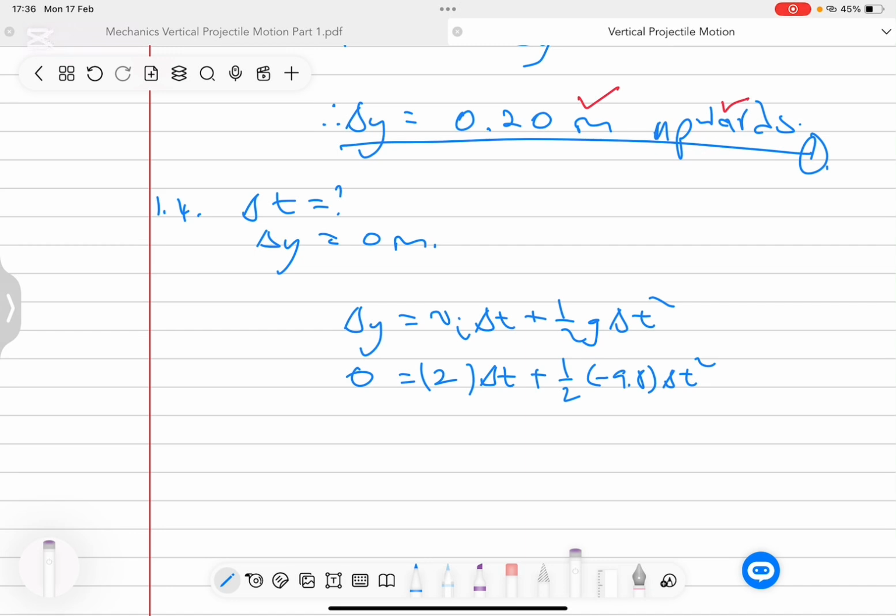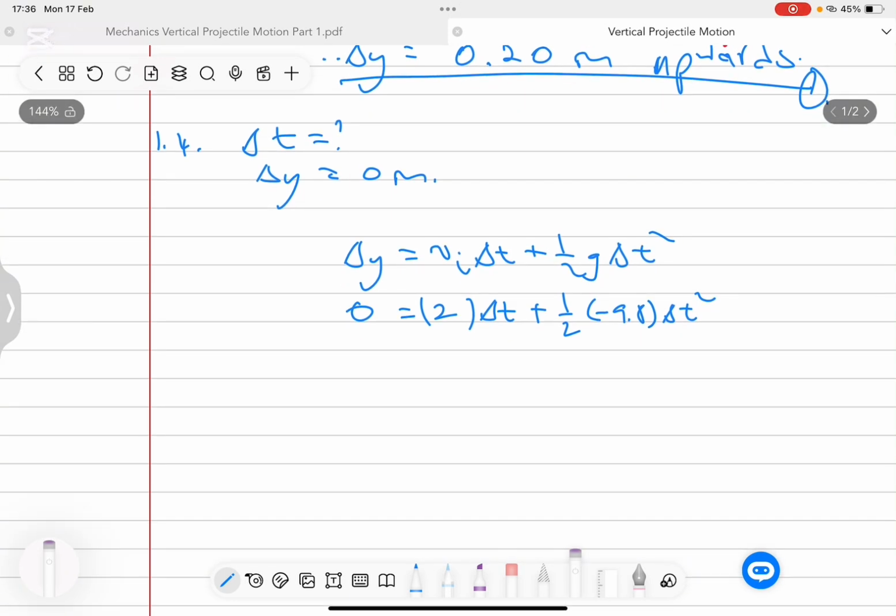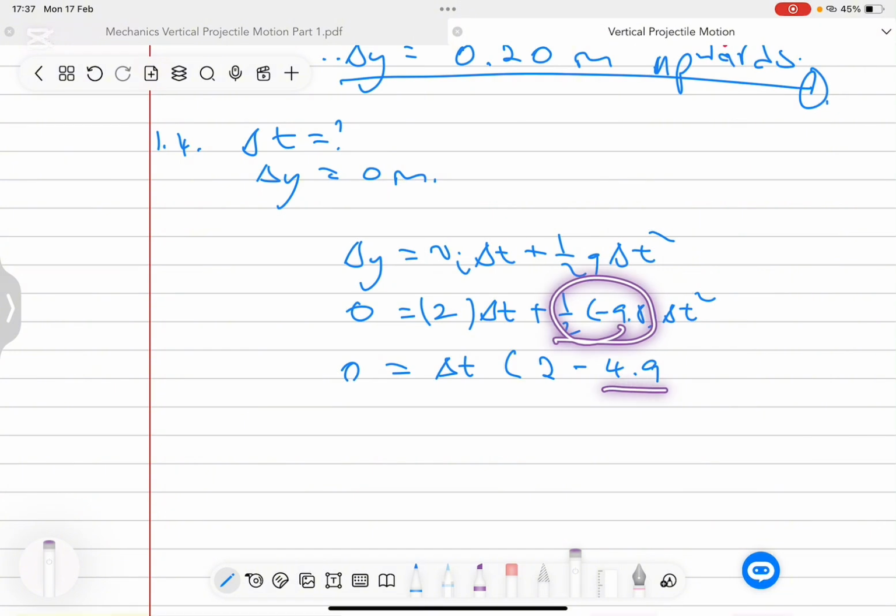So to solve this, if you look at this equation, for me it looks like a quadratic equation, a binomial, right? Where I have a common factor of t here. So this means I can say 0 is equal to, now I'm going to take the t out so that I'm left with a 2 here, and here we're going to have a negative 4.9. If you take half of 9.8, it will give you negative 4.9, and we are going to multiply this by a t.